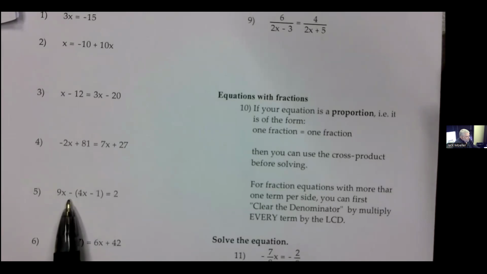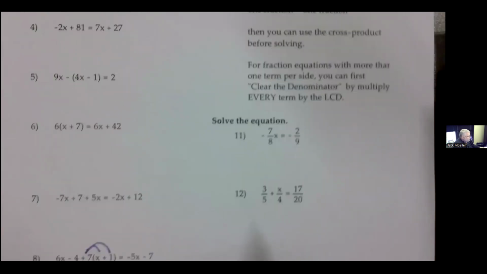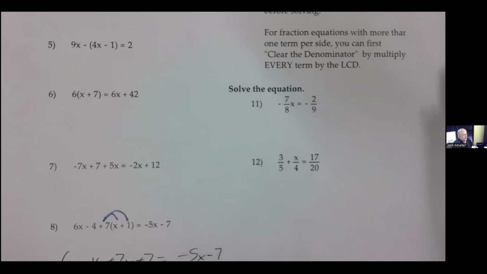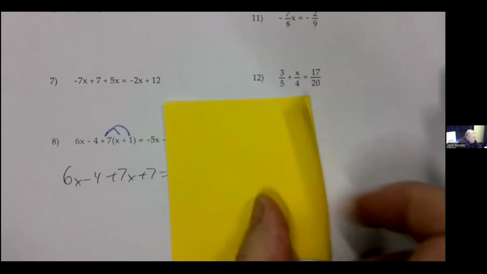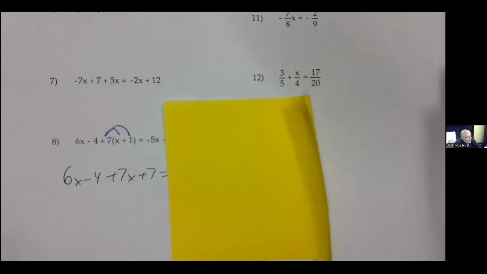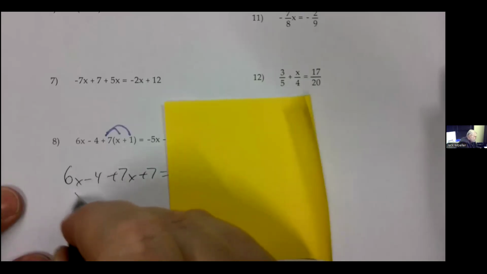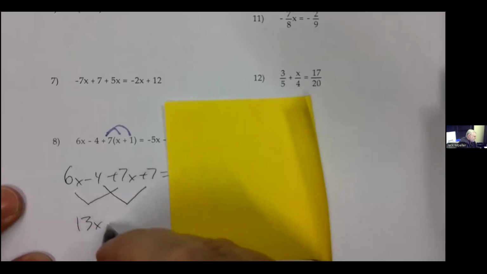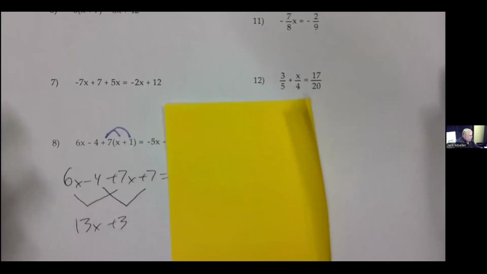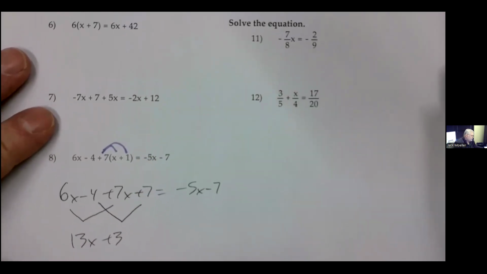Don't be surprised if there's a fair amount of problems that have you distributing negatives, because we're also testing your attention to detail skills. All right, so now what do we do with this? Well, that left-hand side definitely has like terms we can combine. And remember, if you're on the same side, do not do opposite operations. Just do whatever the add and subtract tells you. So we have 6x plus 7x, which is 13x. And then you've got negative 4 plus 7, which is plus 3. So no opposite operations, just add and subtract as indicated.